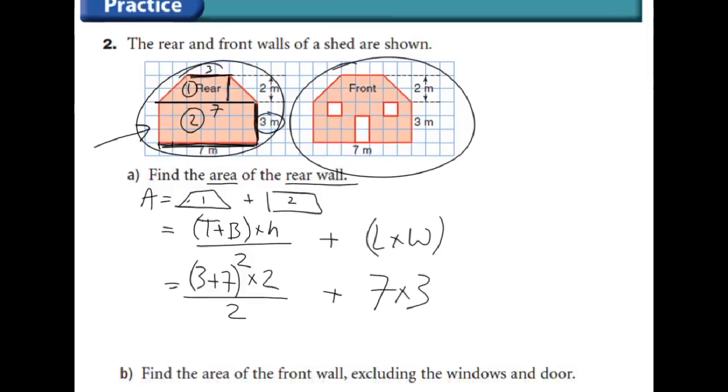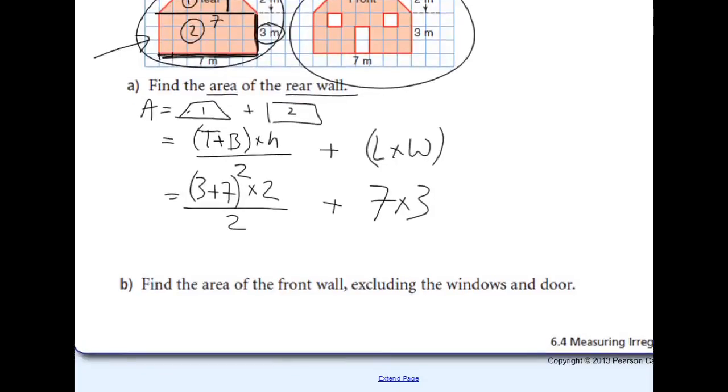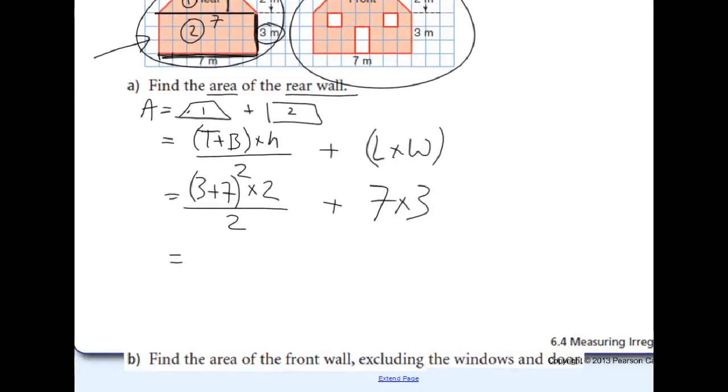And let's move down. And we'll move this again. So 3 plus 7 is 10 times 2 is 20. 20 divided by 2 is 10, plus 7 times 3, which is 21. So it's going to be 31 meters squared.